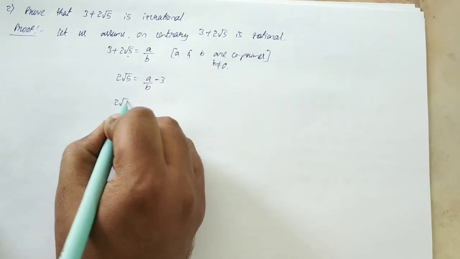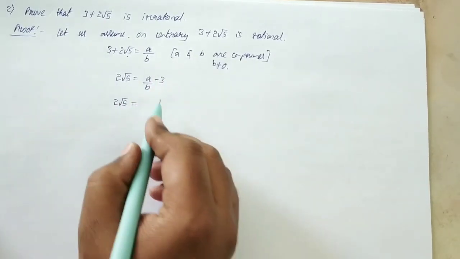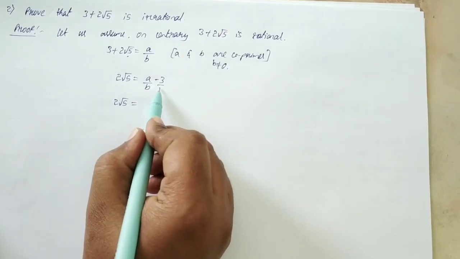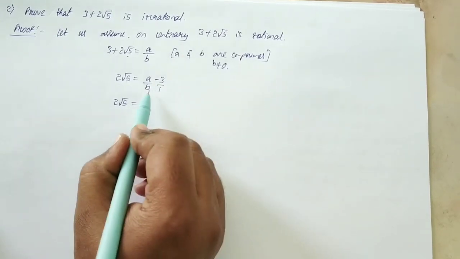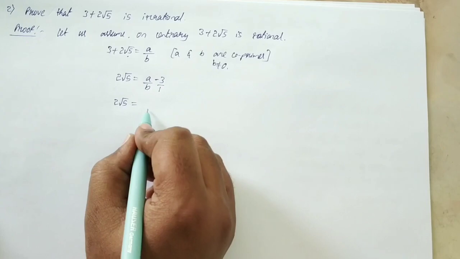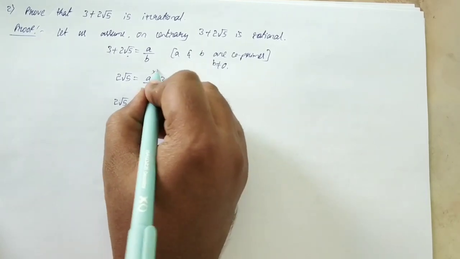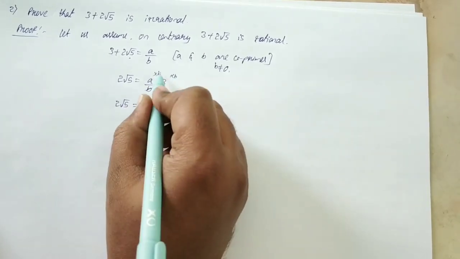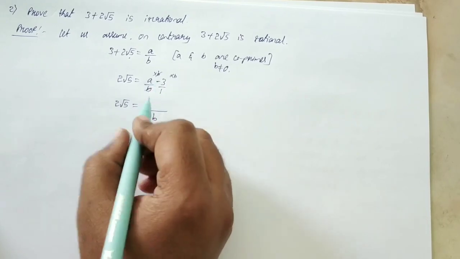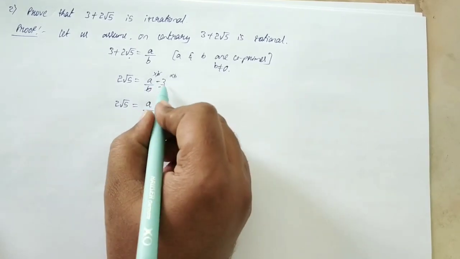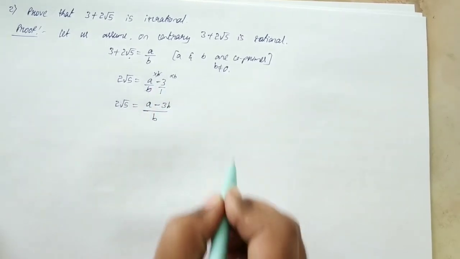So 2 root 5 is equal to, so we will take LCM here. So in the denominator nothing is there, means 1. So for 1 and B, the LCM is B. So here into B into B. B and B cancels. So A into 1, A minus 3 into B, 3B.